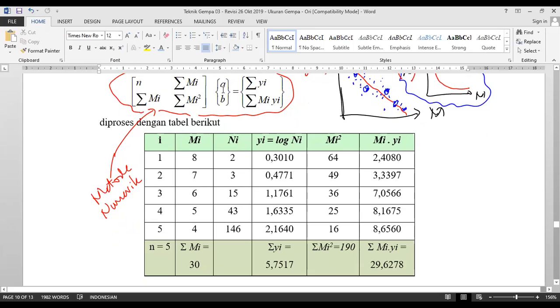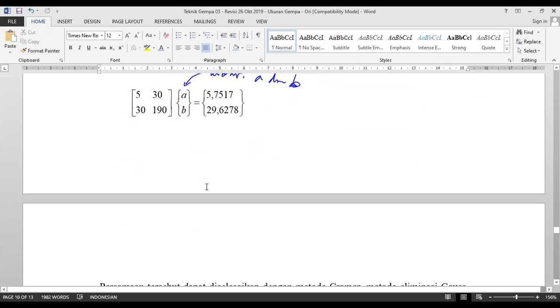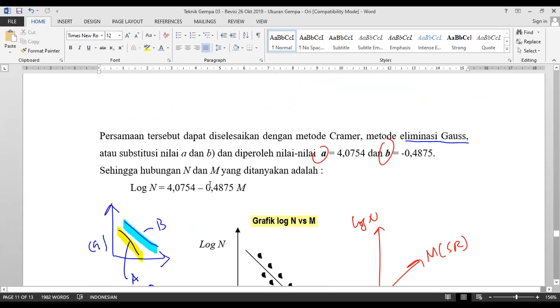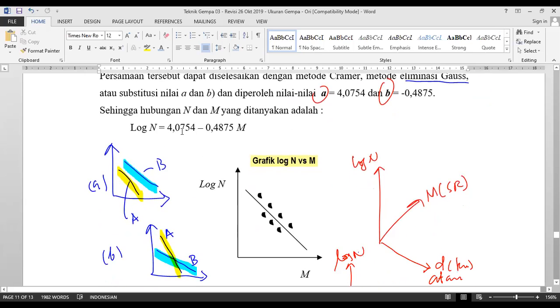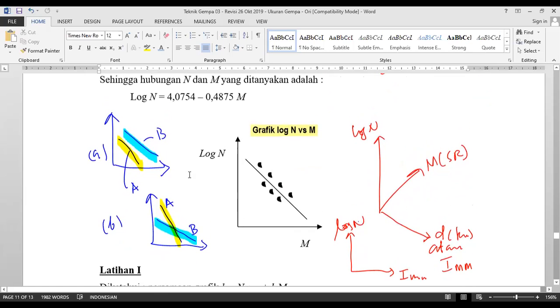So the coefficient of the linearity is B. The constant is A. So A and B here are in the equation, like this one. This is A, and this is B. In different places, they will have different values, maybe different places also.